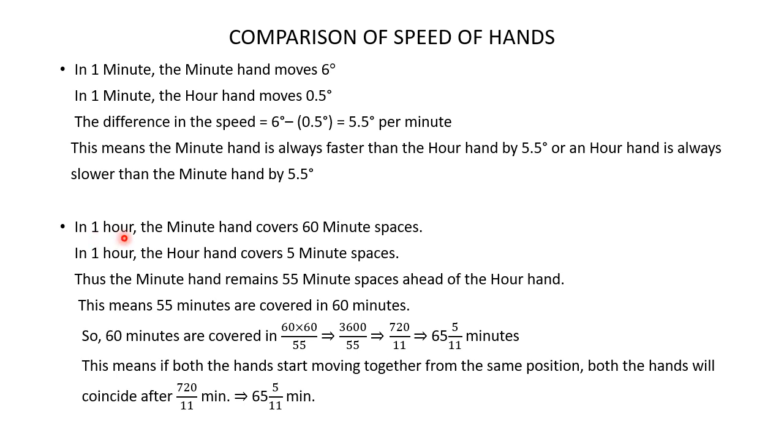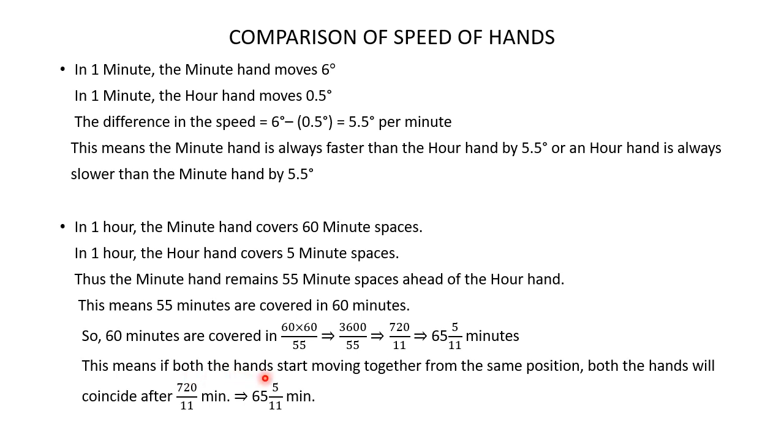Now we know that in 1 hour the minute hand covers 60 minute spaces, whereas in 1 hour the hour hand covers only 5 minute spaces. This means the minute hand remains 55 minute spaces ahead of the hour hand. This means 55 minutes are covered in 60 minutes. So if 55 minutes are covered in 60 minutes, then 60 minutes are covered in 60 multiplied by 60 divided by 55, which is nothing but 65 5/11 minutes. So 60 minutes are covered in 65 5/11 minutes.